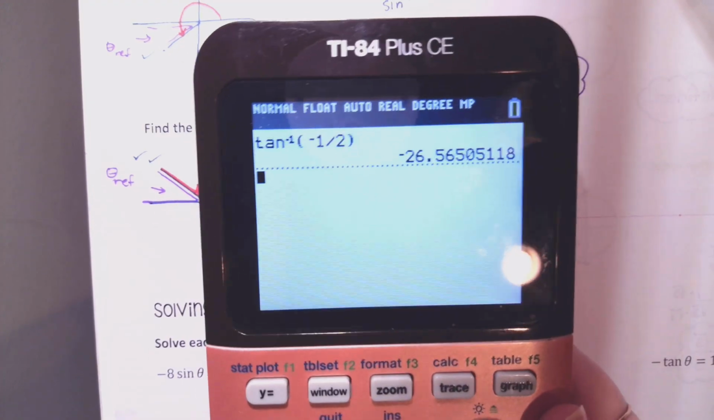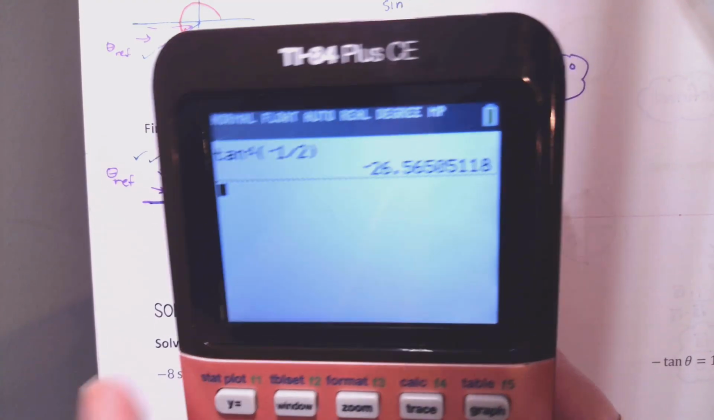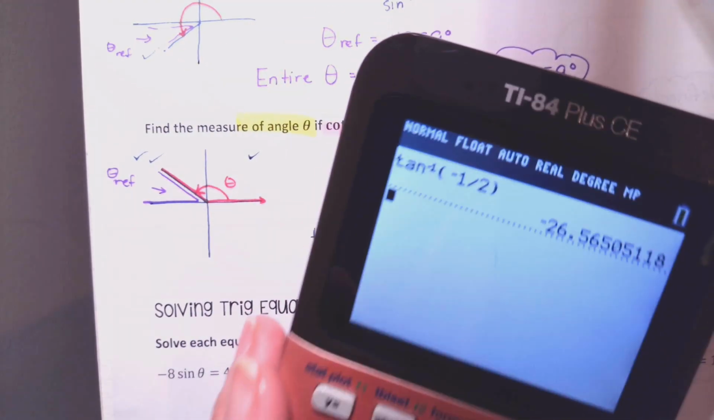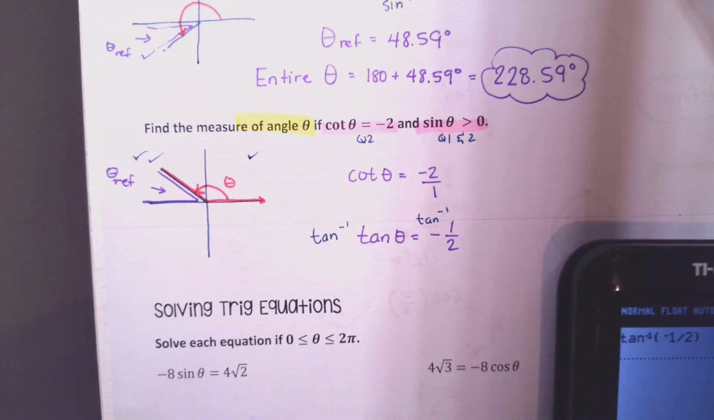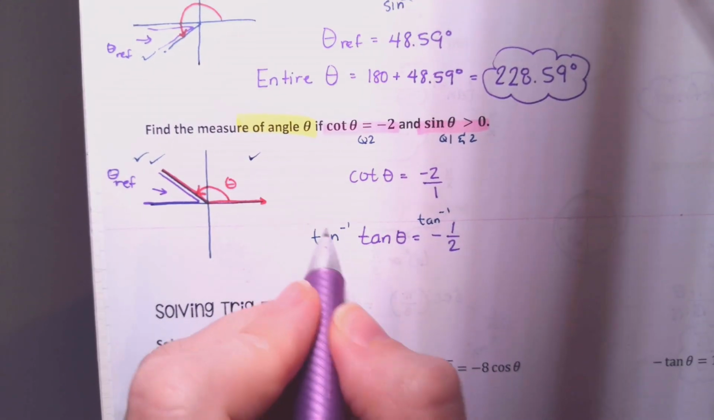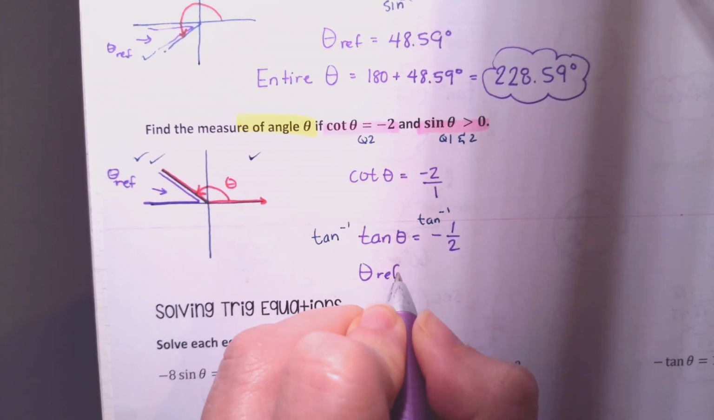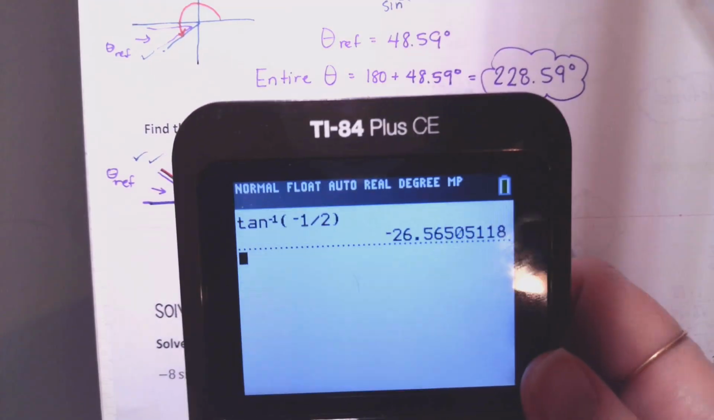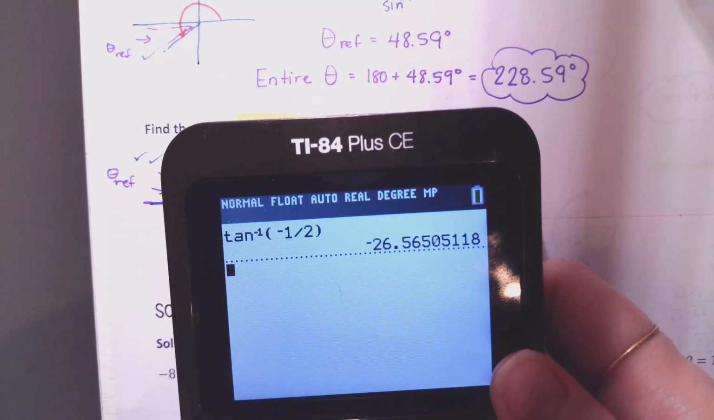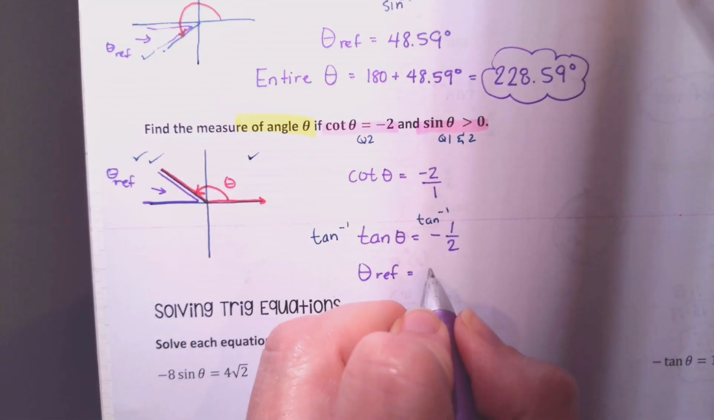And again, reference angles are always positive, so you can just drop that negative right off of there, because it's just a measure more of distance, not of direction of the angle. So these will cancel, and we'll be left with our reference theta is 26.57. I'm going to round to 26.57.